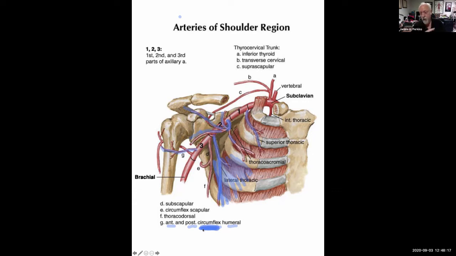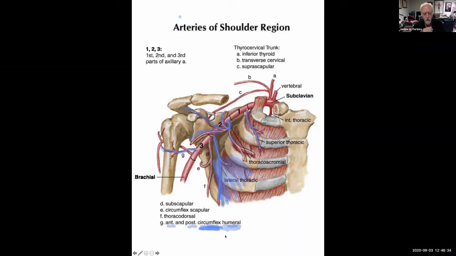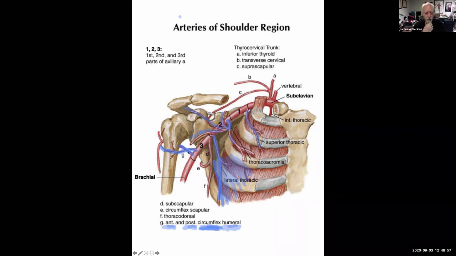There are circumflex iliac arteries that wrap around the ilium and the pelvis. There are circumflex femoral arteries that wrap around the femur in the leg. So anytime you have an artery that wraps around something, it's called a circumflex. In this case, it's wrapping around the humerus, so it's a circumflex humeral artery. And there are 2 of them, an anterior one that wraps around the front of the humerus and a posterior one wrapping around the back of the humerus. So the anterior circumflex humeral artery typically is much smaller and would be going more anteriorly around the front of the humerus. And then the posterior circumflex humeral is typically larger and would be wrapping around the back of the humerus.